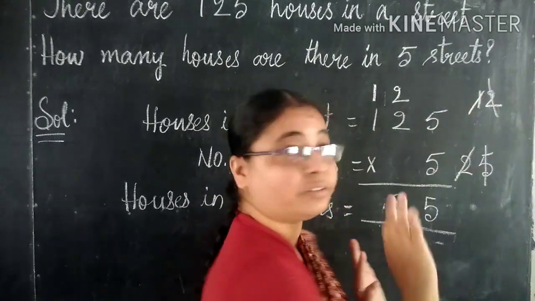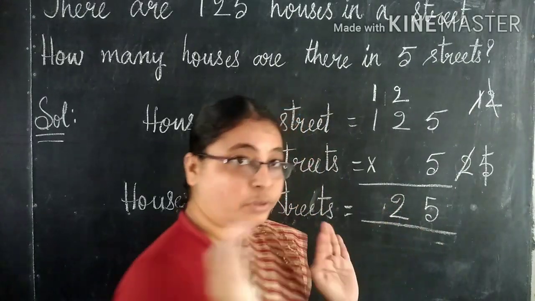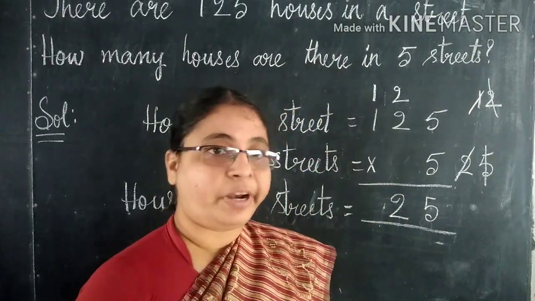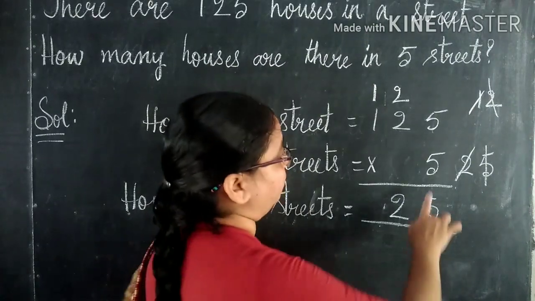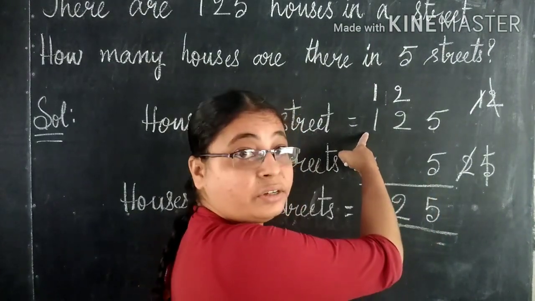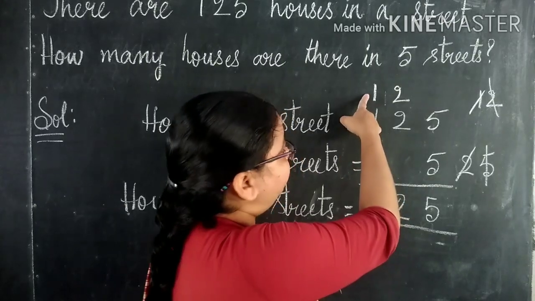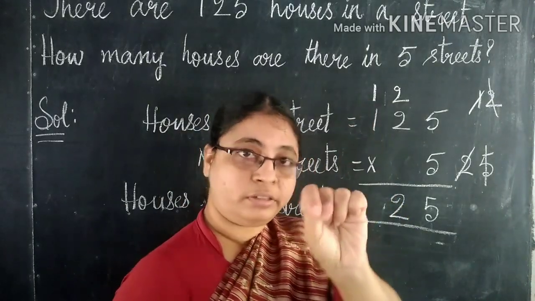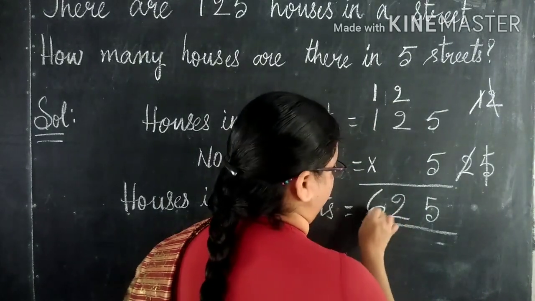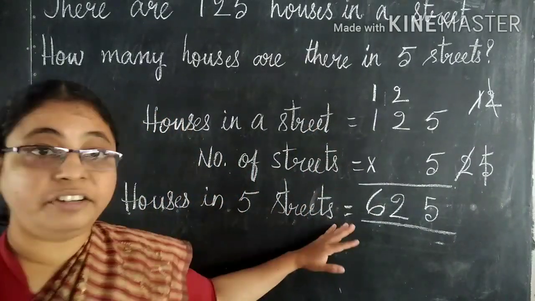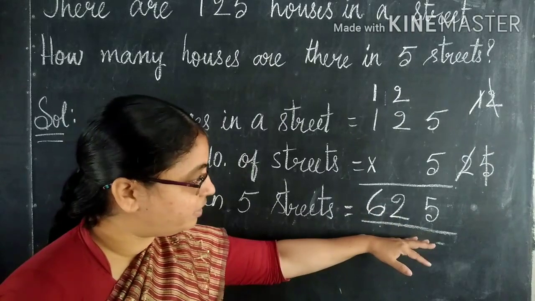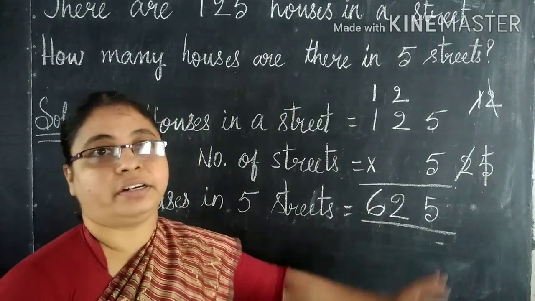Okay, now this also is completed. Slowly you do, then you will get practice. At last, you will do it within seconds. 5 1s are 5. Plus 1, 6. Okay, 6. So, how many houses are there in 5 streets? 625 houses are there. Okay.